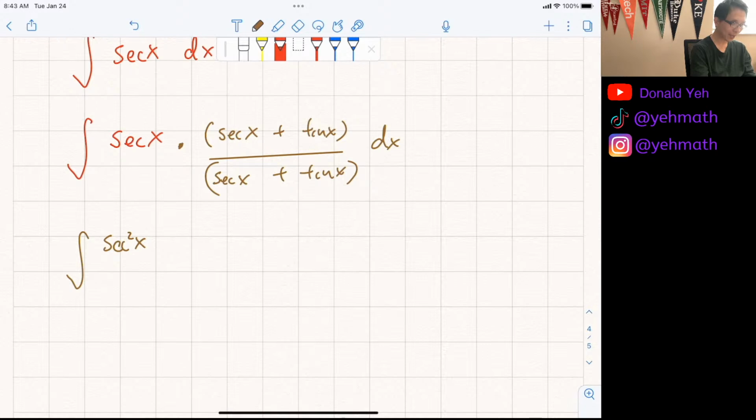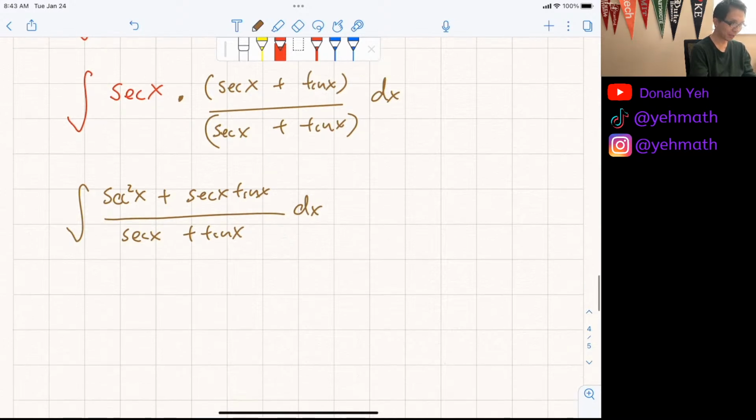So what Devin says is, what happens if I distribute this, right? Secant squared of x plus secant of x tan of x, over secant of x plus tan of x, dx. And it's like, why does this problem look harder, but it's not harder. Pay attention. What Devin says, if I say u equals secant of x plus tan of x, what is du?